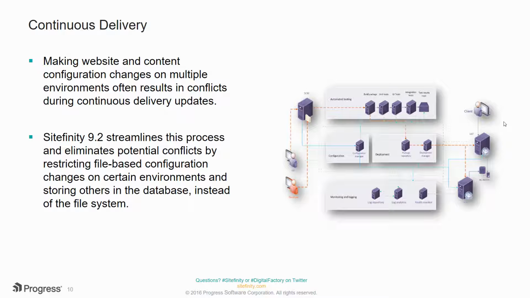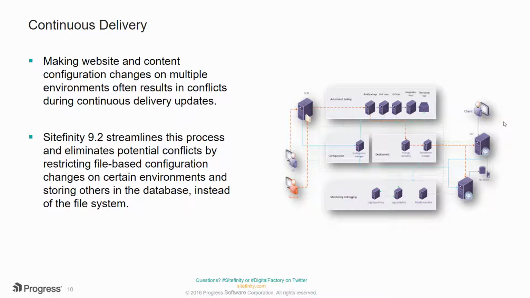And from a continuous delivery standpoint, we have looked at the typical scenario where you have to move website changes from development to staging to pre-production, then to the production environment. And typically when you're moving changes to that website that involve configurations, oftentimes there's conflict within those configurations between the different environments, and it was a challenge that developers and IT administrators were running into.